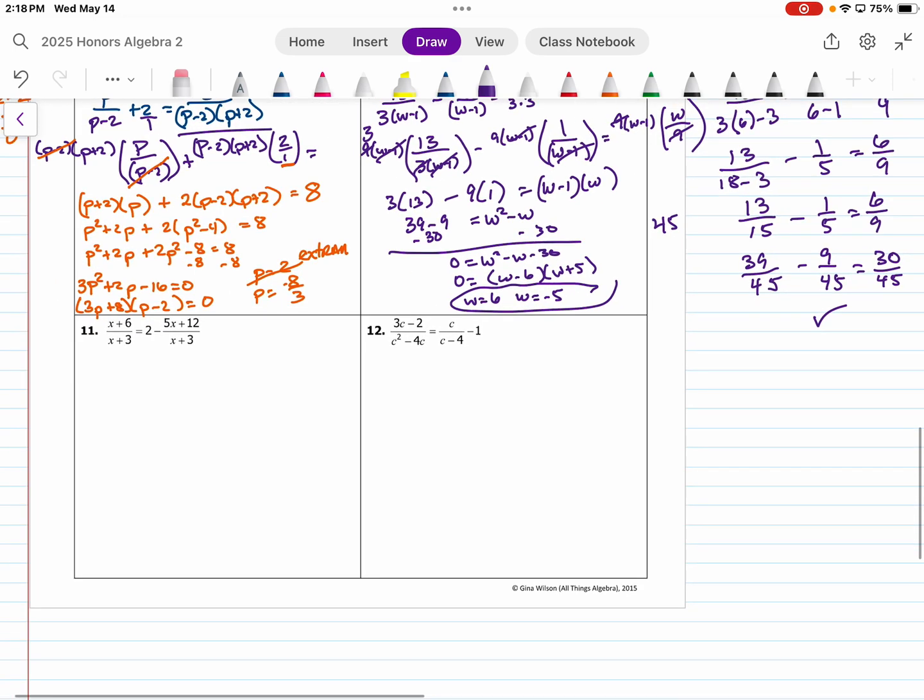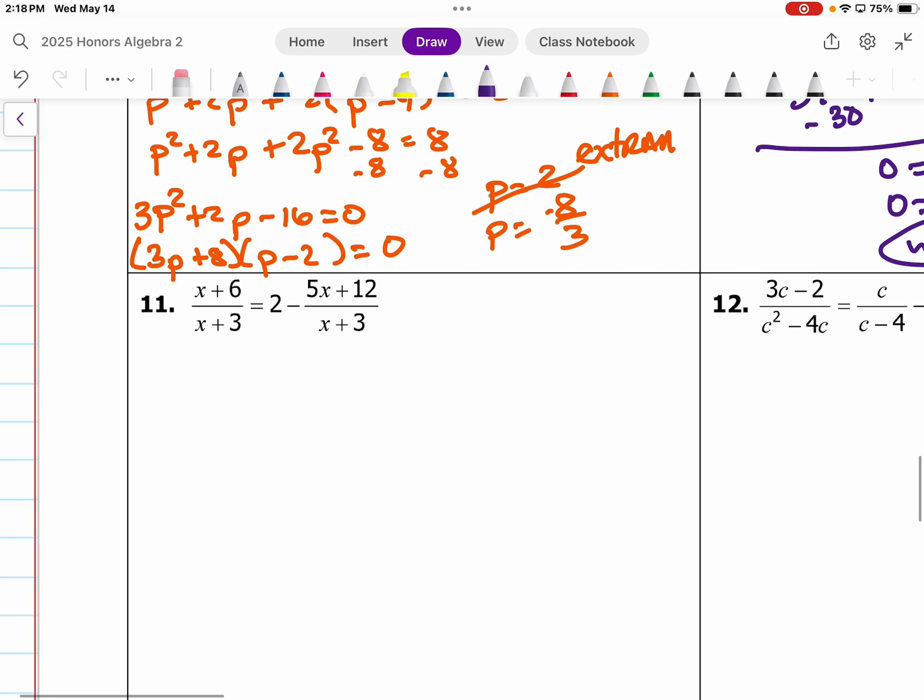All right, last 2. Oh, sweet. There's only one denominator. So that's the least common denominator. So everybody gets multiplied by an x plus 3.